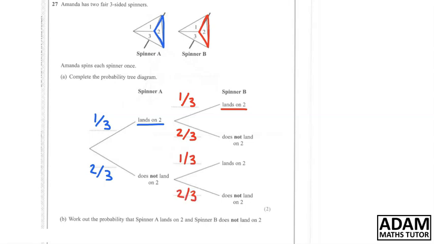Part B, work out the probability that spinner A lands on 2, so this branch here, and then does not land on 2, this branch here. And to find the probability of landing on 2 and not landing on 2, you would need to multiply these probabilities together. So 1/3 times 2/3 would be equal to 2/9.